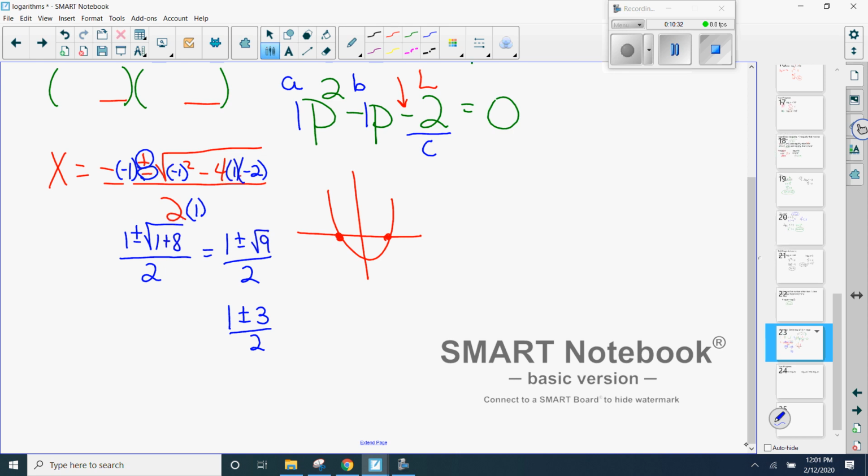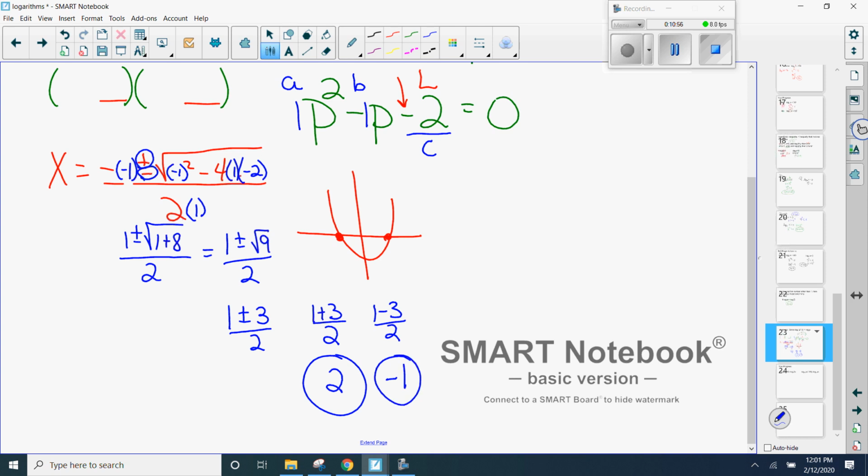But what is 1 plus 3? So your two answers are 1 plus 3 divided by 2. That's 4 divided by 2, which is 2. And that's the answer that Trista was talking about. The other answer you can get is 1 minus 3 divided by 2. What is 1 minus 3? Negative 2 divided by 2 is negative 1.